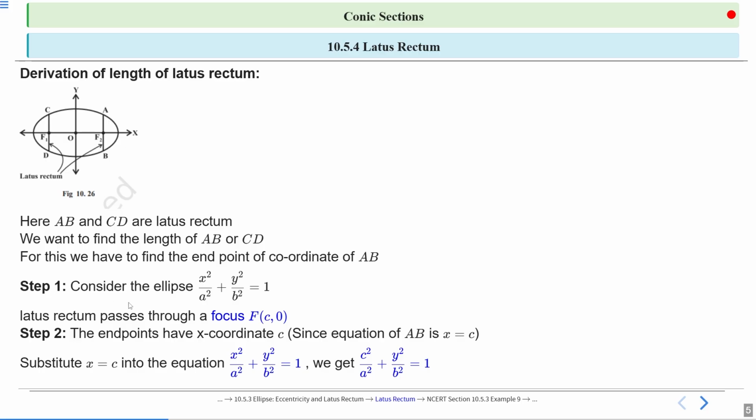So what we did here: we first considered the ellipse x square upon a square plus y square upon b square equal to 1. The latus rectum AB passes through a focus (c, 0), and the endpoints have x coordinate c, since the equation of this line is x equal to c. Then we substituted x equal to c into the equation and got this equation. So note this equation.